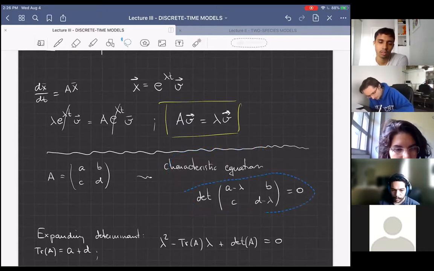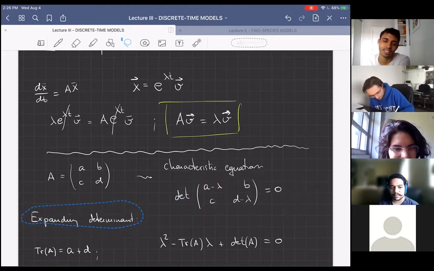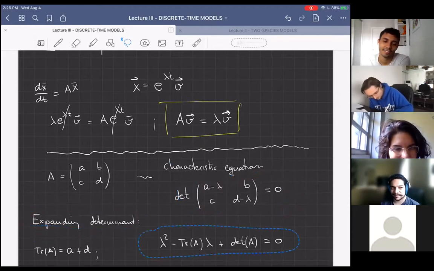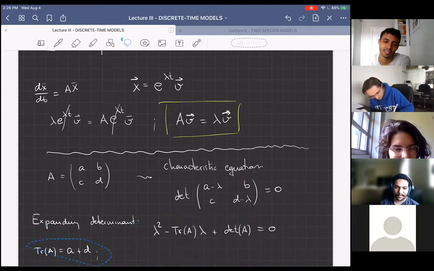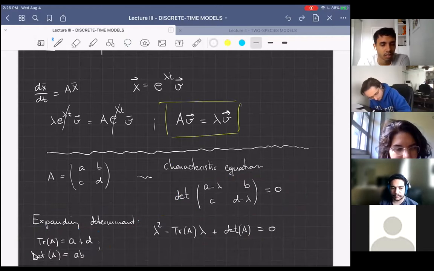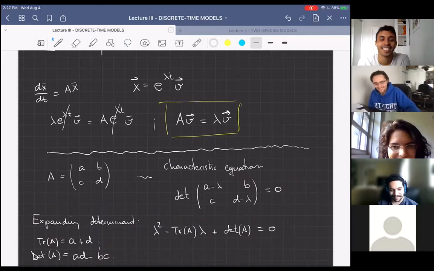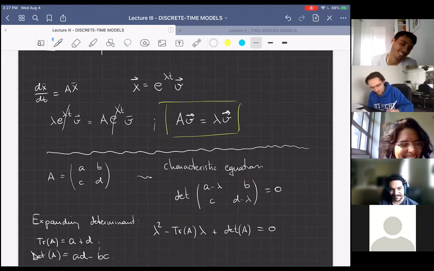This is the only thing I like about the tablet more than about the blackboard, that I don't have to delete. And then the determinant of A is equal to AD minus B. See, this is a clear example of dyslexia. Right, so this is what I have.